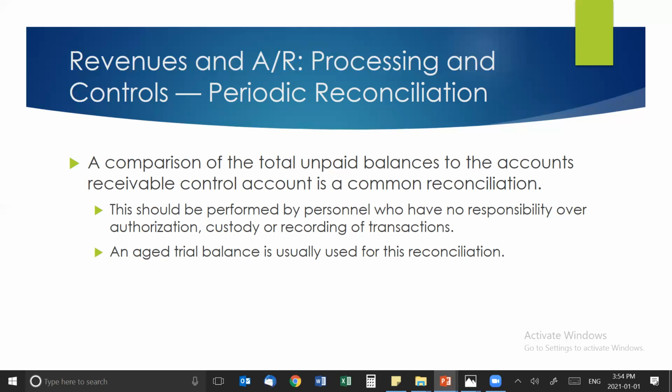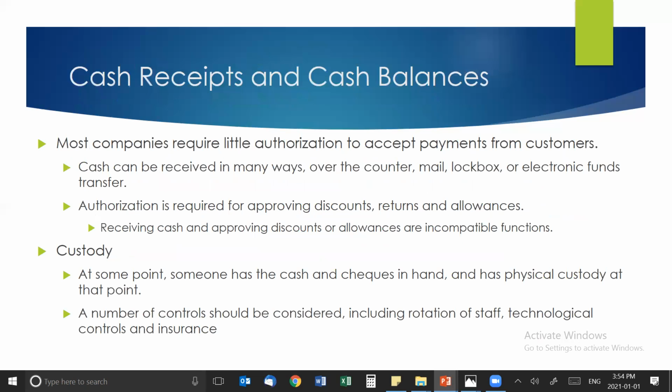Okay. And then you can do an aged trial balance for this reconciliation. You can do an accounts receivable aging to determine what balances are over a certain number of days to see if you're going to actually get the money.